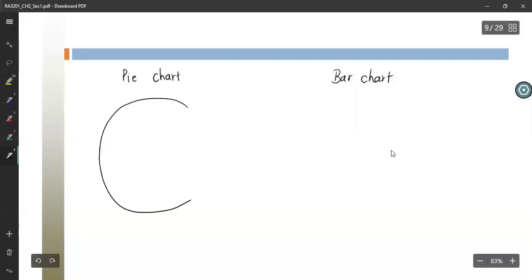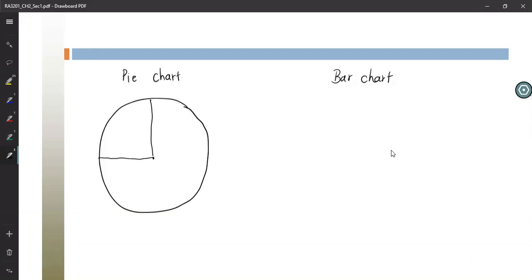So we have 4 different types: 40%, 20, 15, and 25. So try to draw it in an approximate scale. I'll try my best. Easiest is the 25% because that's the quarter of it. So that is 25%. Okay.